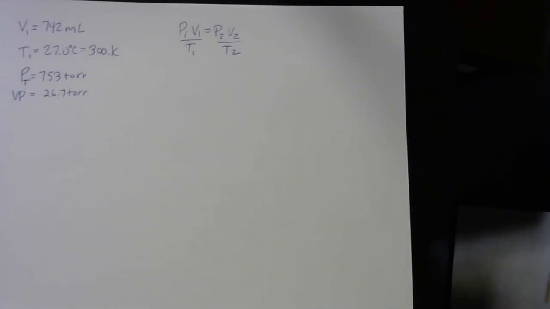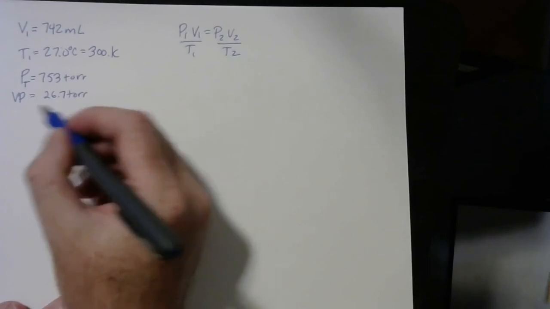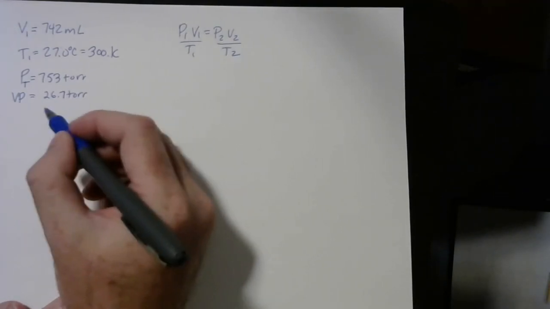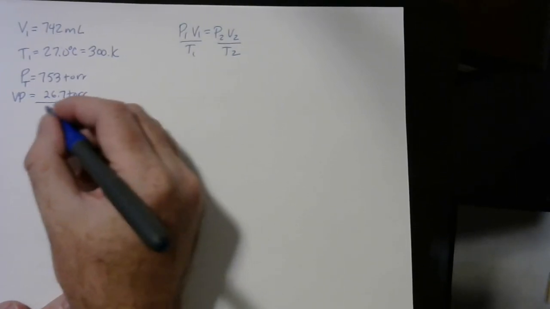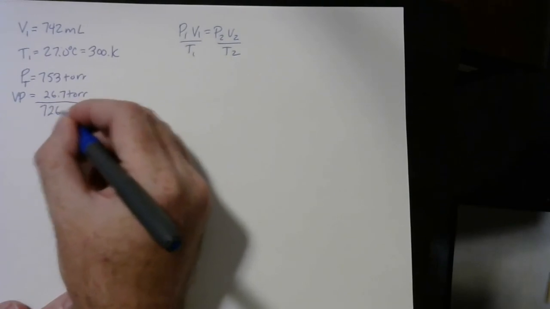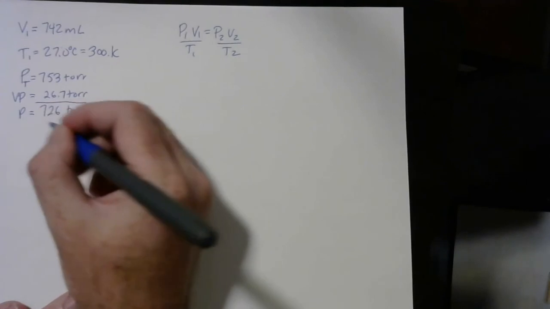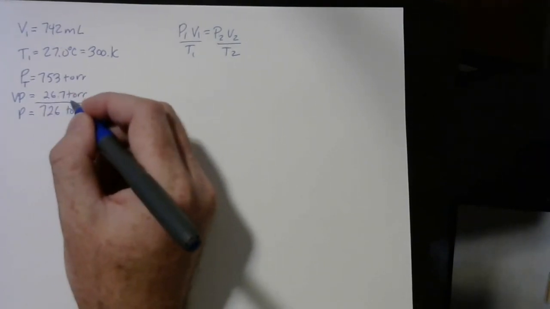Okay, so let's look at this. We transferred the information from the previous page. I looked up the vapor pressure of the water, and at 27 degrees Celsius, it's 26.7 torr. We're going to subtract the two, and we'll call that 726 torr. This is the pressure that I'm going to plug in, the pressure of the gas, ignoring any vapor pressure for the water.